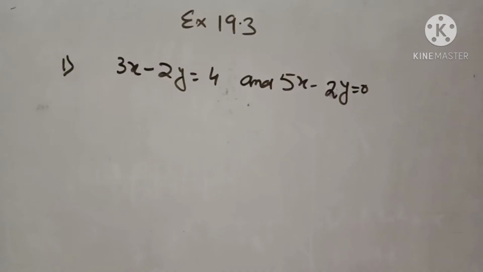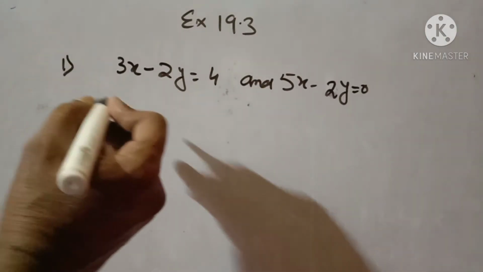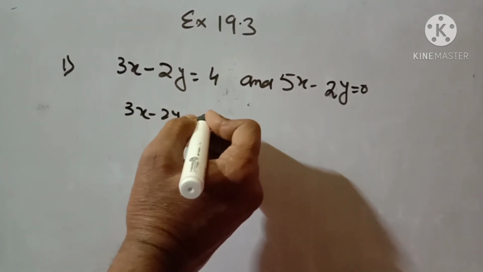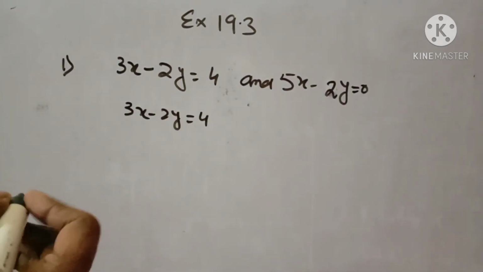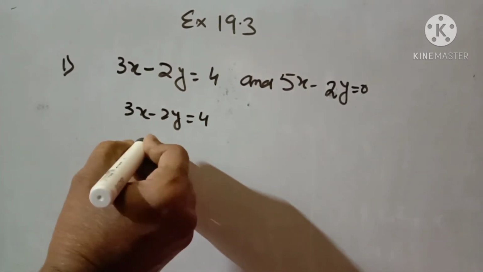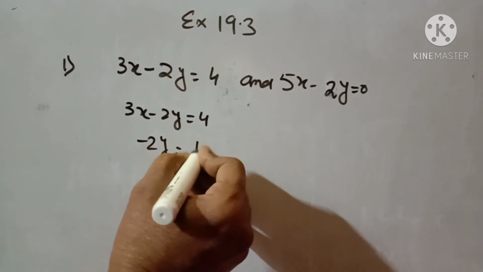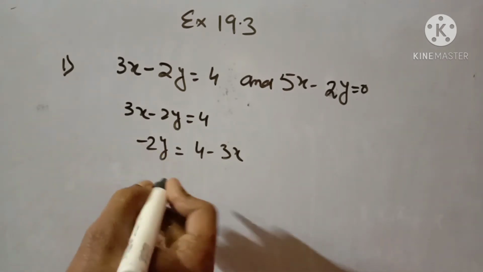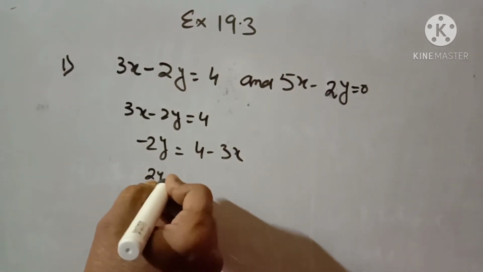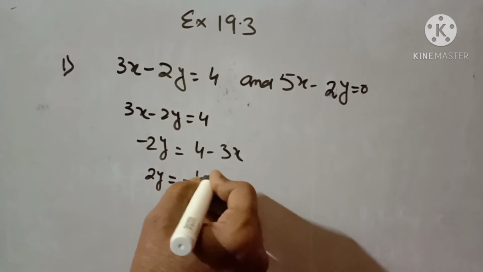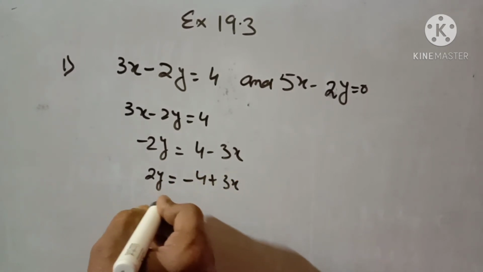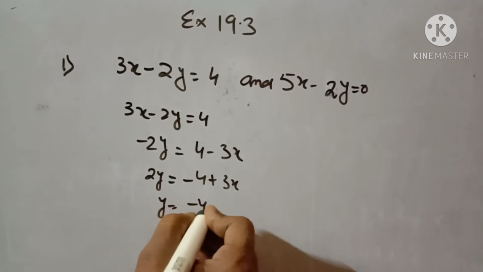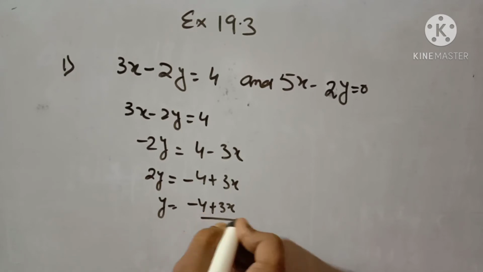See, I can write the first equation, 3x minus 2y equal to 4, so minus 2y equal to 4 minus 3x. Okay, multiplying both sides by minus, it will come 2y equal to minus 4 plus 3x. Therefore y equal to minus 4 plus 3x by 2.